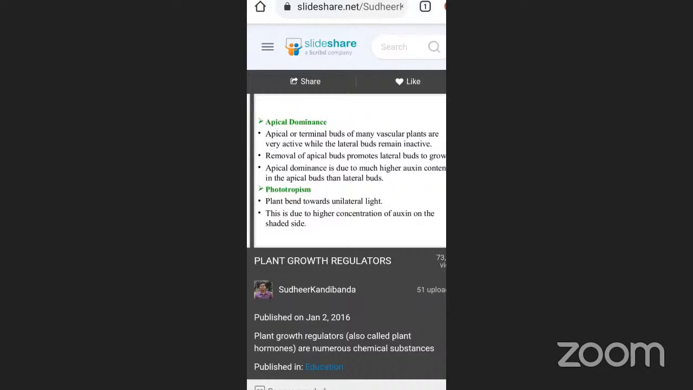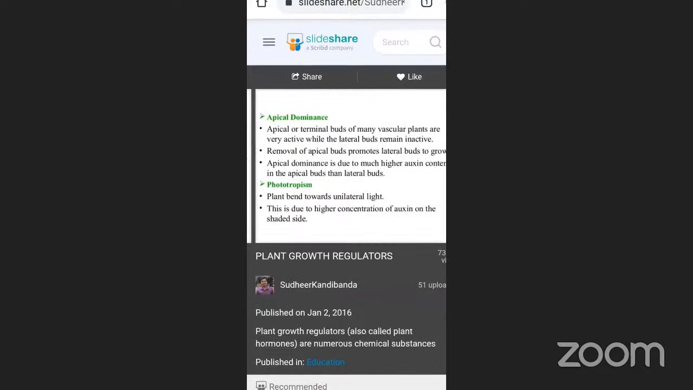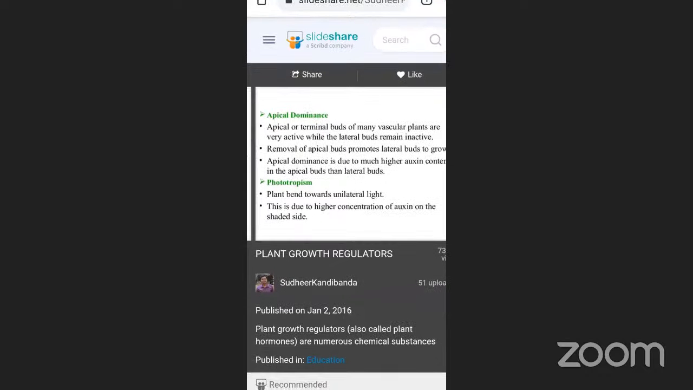And next one is rooting. The next application is rooting. When stems are cut and some auxins are applied, the auxins promote root formation. Here IBA, indole butyric acid, is used for rooting. So it is commercially applied.